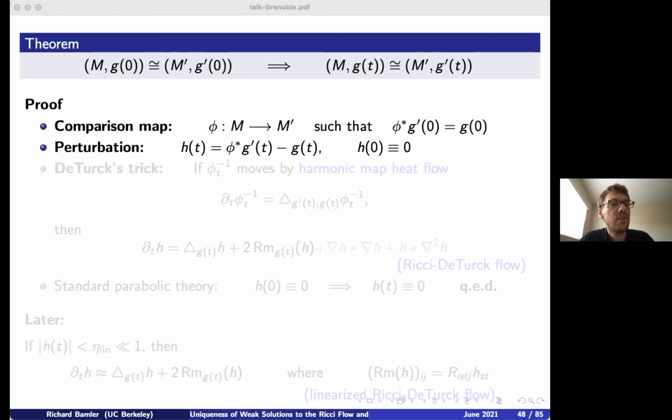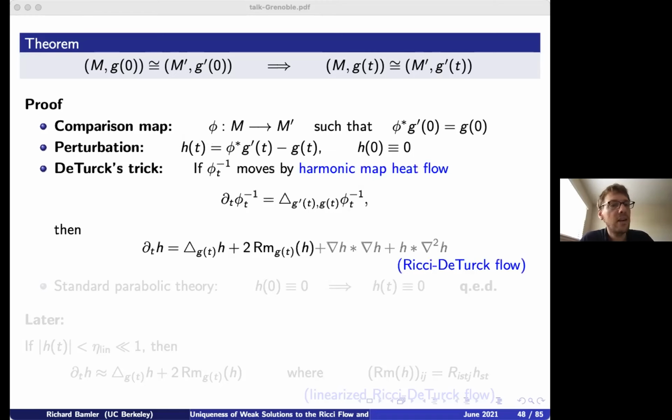So now we could say, well, is there some nice evolution equation for h? Maybe we can show that h remains small, or it has to be 0 for later times. And the problem is that h does not satisfy a strong parabolic equation, right? It only satisfies some weak parabolic equation. And here is where de Turck's trick comes in. In de Turck's trick, we say, well, let's not look at a static phi. What we should do instead is move phi by a nice equation and then see what equation h satisfies. And so what we're going to do here is move phi inverse, the inverse of the map phi from M prime to M, by harmonic map heat flow.